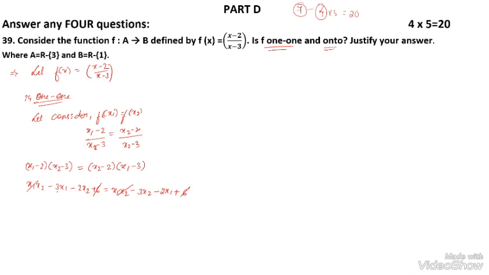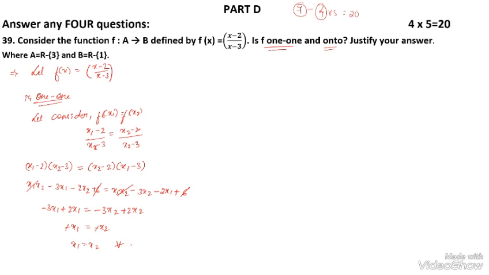Here we have minus 3x1 minus 2x2 is equal to minus 3x2 minus 2x1. Taking x1 on the left side, that is minus 3x1, here there is a minus 2x1, taking to the left side it becomes plus 2x1, equal to minus 3x2. Taking minus 2x2 on the right side, it becomes plus 2x2. Combining, it becomes minus x1 is equal to minus x2. Cancelling the minus symbol, x1 is equal to x2.